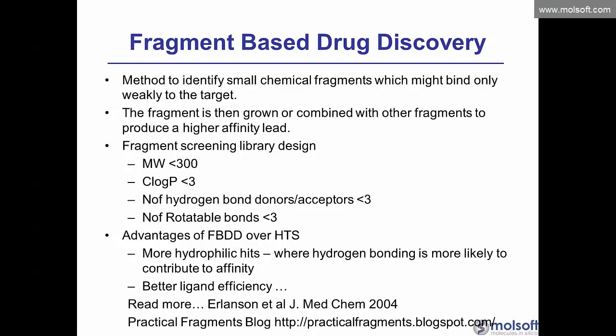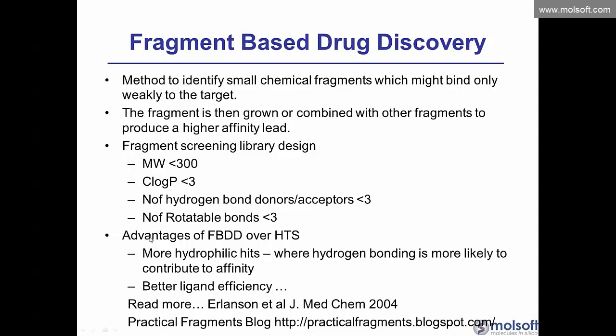So just a sort of introduction to fragment-based drug discovery. It's a method to identify small chemical fragments which might bind only weakly to your target. The fragment is then grown or combined with other fragments to produce a higher affinity lead. Generally, when people are talking about fragments, they're referring to chemicals that have molecular weight less than 300, log P less than 3, a number of hydrogen bond donors and acceptors less than 3, and number of rotatable bonds less than 3 as well. So it's kind of like Lipinski's rules, but for fragments.